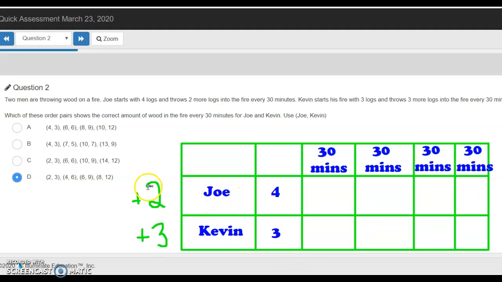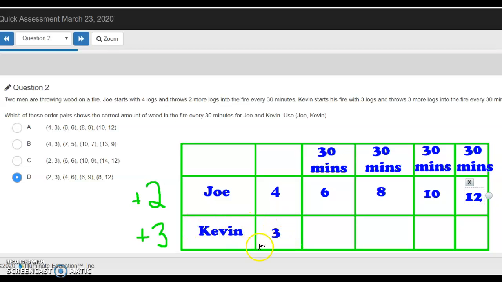So what we'll do is we'll add that to our chart. So if Joe's adding 2 every 30 minutes, he starts with 4. If he adds 2, that means his next one should be 6. Then the next 30 minutes, if he adds 2 more, he would be up to 8 logs. If I go up another 30 minutes, he would add 2 more, which would be 10 logs. And then if I go up again, he would be at 12 logs. So now I need to go down and look at Kevin.